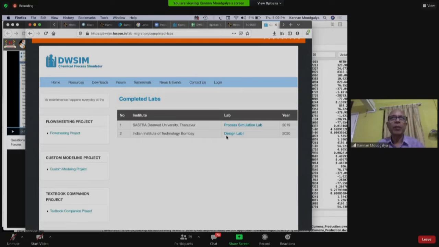Because normally people use, for various reasons, some commercial software or other, and they want to migrate. So we encourage people, especially these are done mainly by teachers. They say that, look, we have a lab using some commercial simulator. Let me migrate the whole thing. That is, all the exercises can be done using DWSim. Here, for example, Professor Narain has done this process simulation lab.